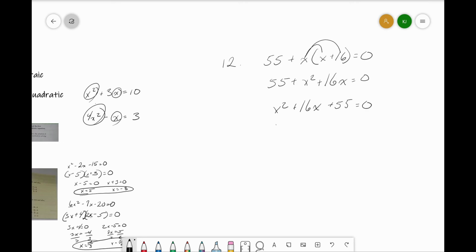From here we can factor as normal, because both of these are going to be positives. Then 11 and 5 will get us our answer, as it's quite easy to figure out what times what is going to get us 55, and the same numbers added together will get us 16. From here, x plus 11 equals 0, x plus 5 equals 0. Subtract 11, x equals negative 11, subtract 5, x equals negative 5.